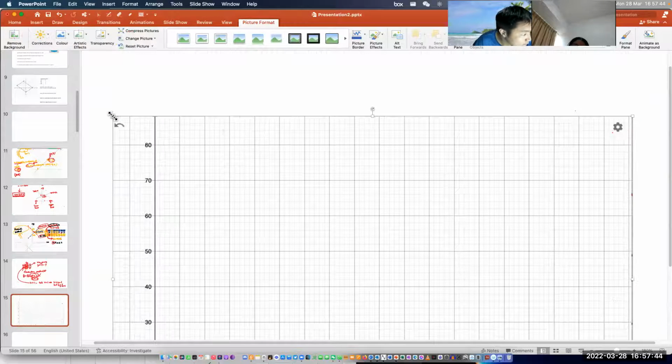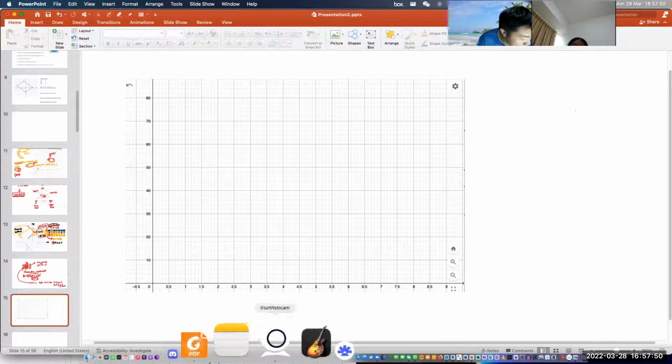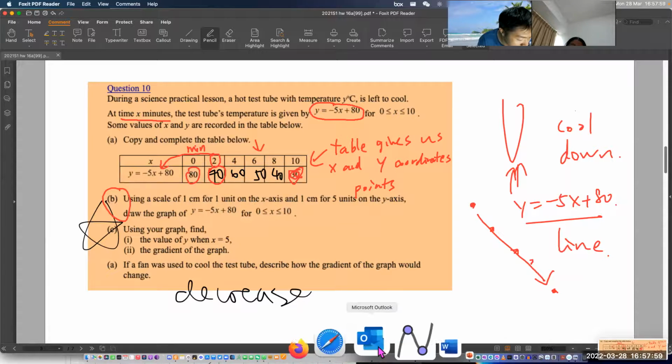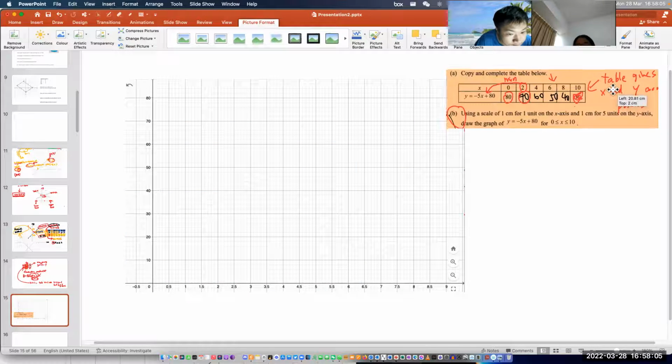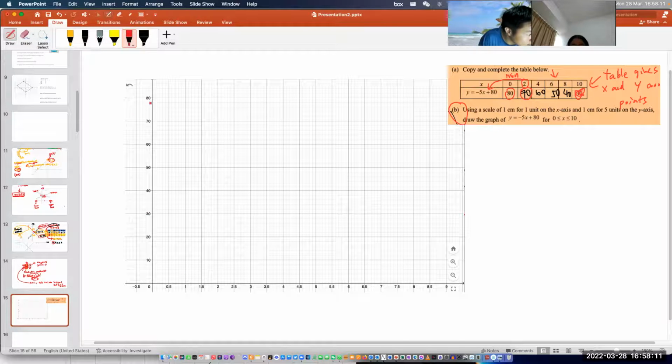Okay, good, done. So I get it out already. Let's not try to get it from memory, because sometimes my memory fails me. So I just go to the question. Just plot 0, 80. 0, 80 here. 2, 70. 2 is here, 70 is here. 4, 60. 4, 60 here. 6, 50. 6 is here, 50 is here.